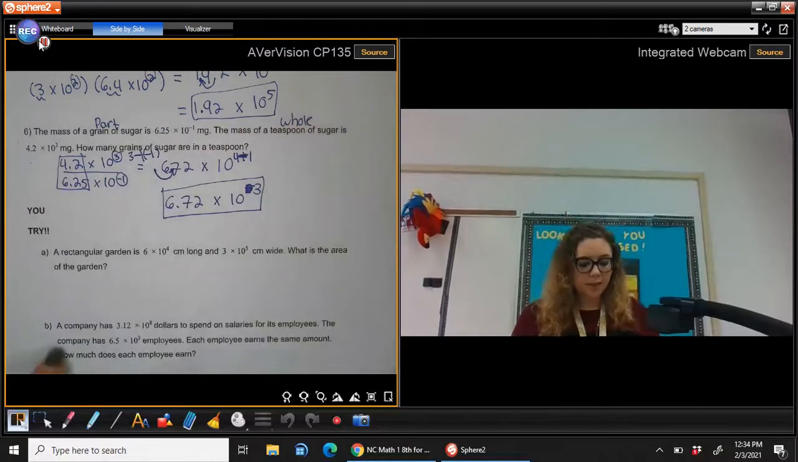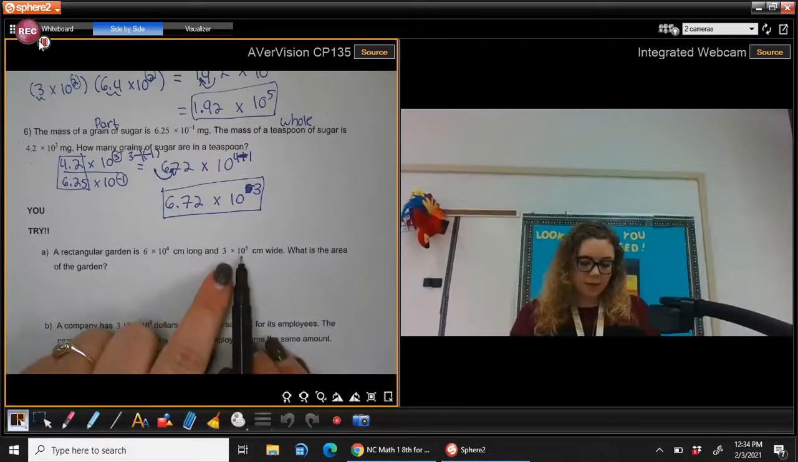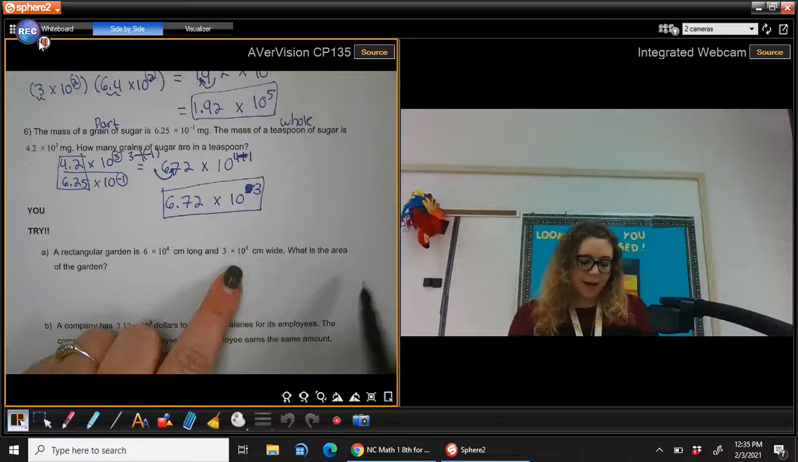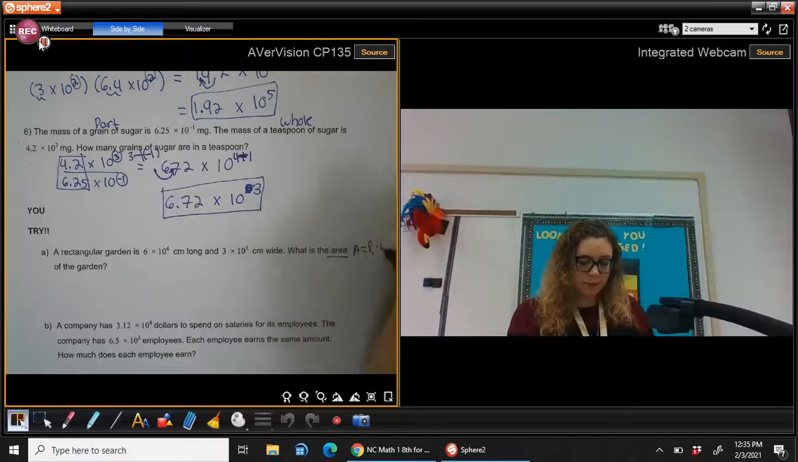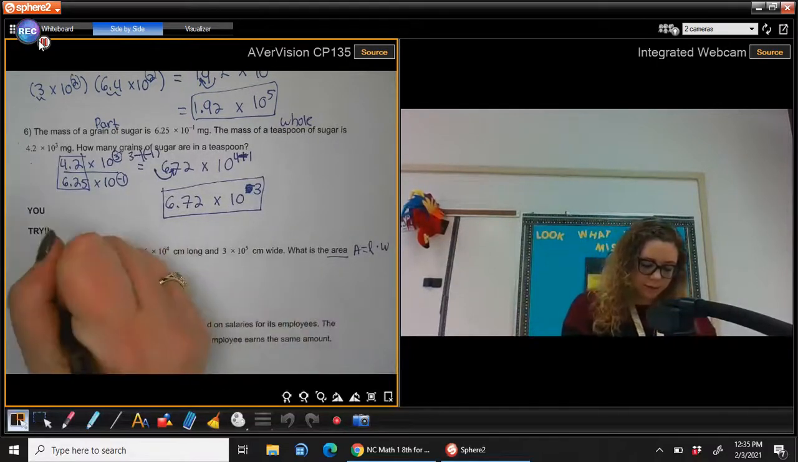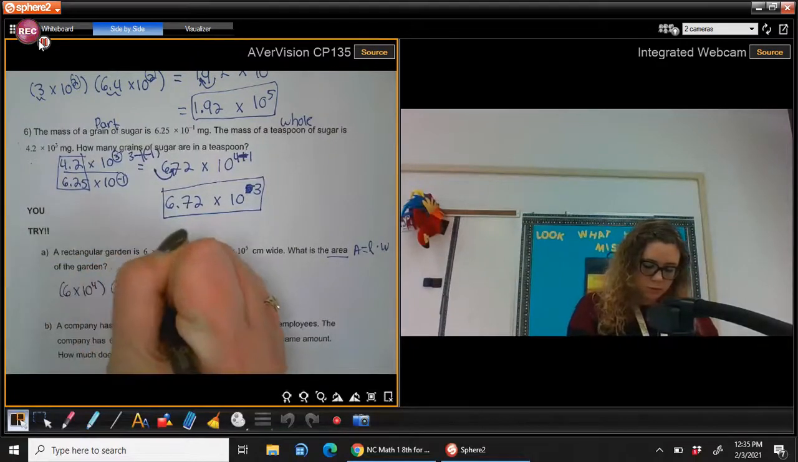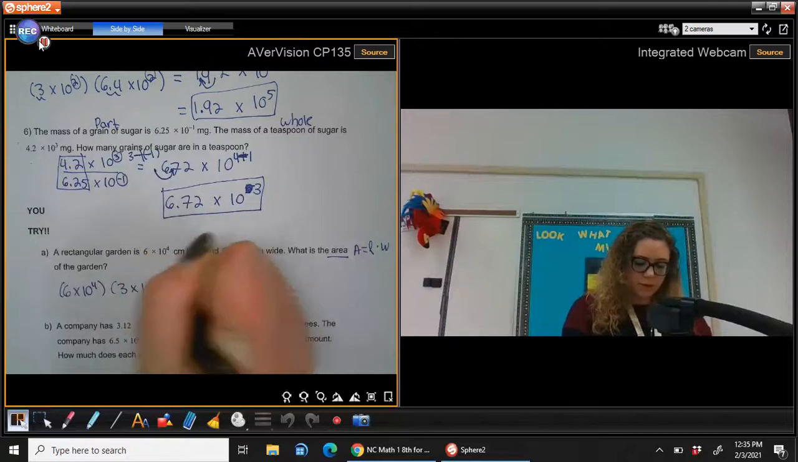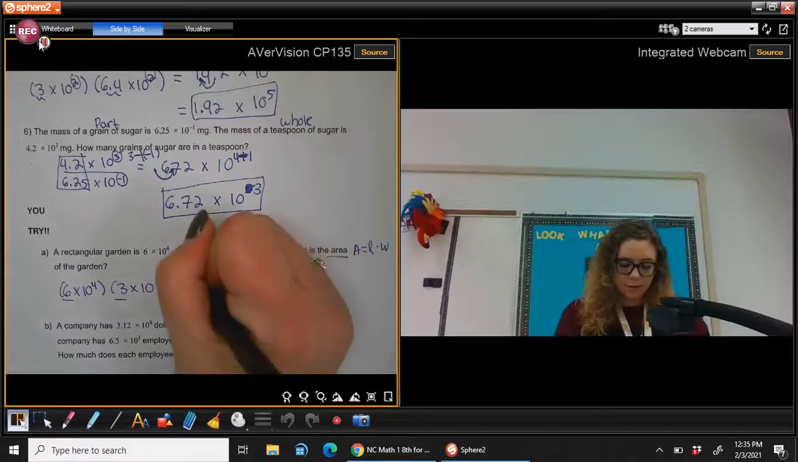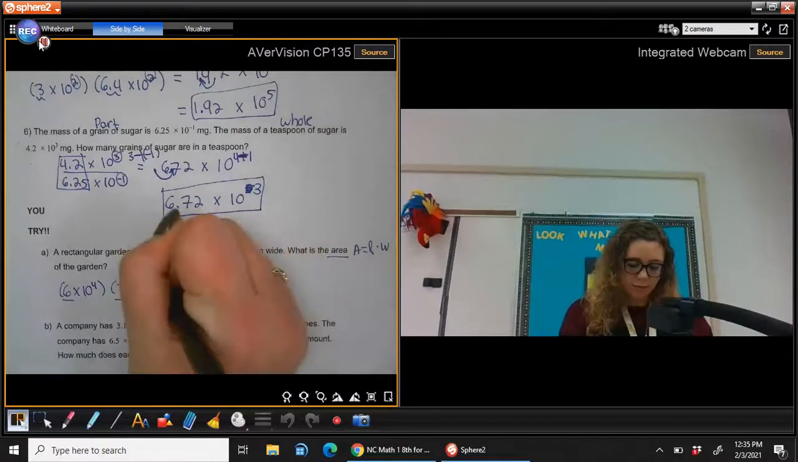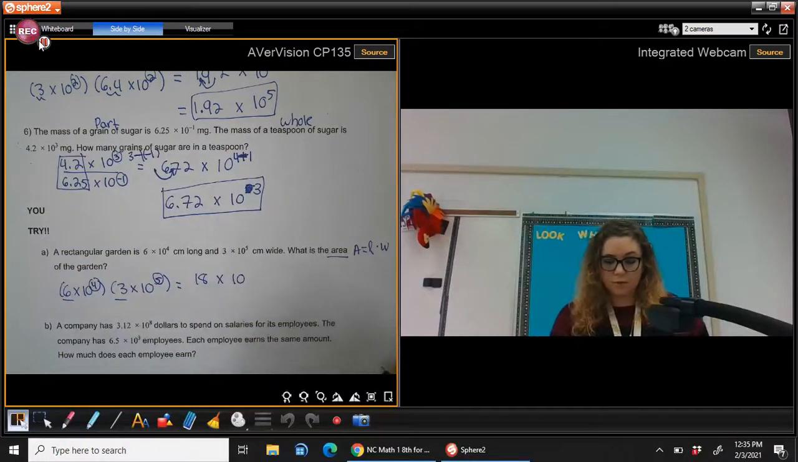Okay, welcome back. So a rectangle garden is 6 times 10 to the 4th centimeters long and 3 times 10 to the 5th centimeters wide. What is the area of the garden? So remember, area is length times width, so we're going to multiply these two together. Multiply my coefficients. 6 times 3 is 18. Then you're going to add my exponents. 5 plus 4 is what? 9.